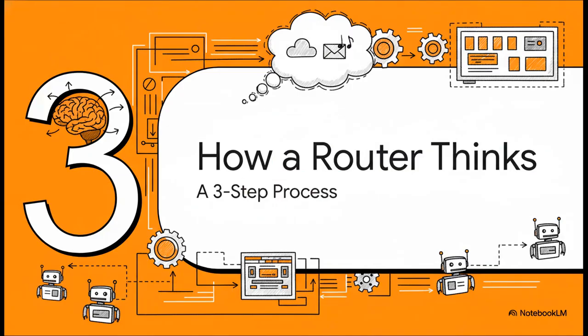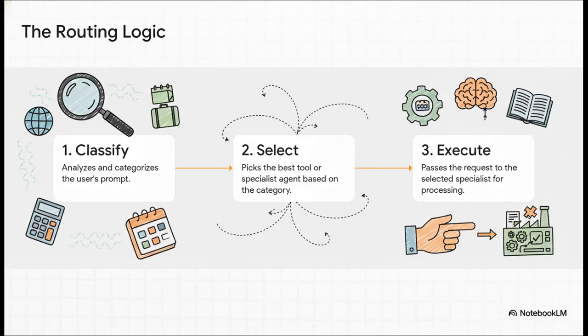All right, so how does this router actually think? What's going on under the hood? Let's break down its simple but incredibly powerful three-step process. As you can see, it's a super clear three-step process. First, it's got to classify. It looks at the prompt to figure out what category it falls into. Is this a math problem, a travel request? Then it has to select. Based on that category, it picks the right tool for the job, maybe a web search for news or a powerful model for math. And finally, execute. It just hands the prompt off to the specialist it chose. Classify, select, execute. Simple and really, really effective.